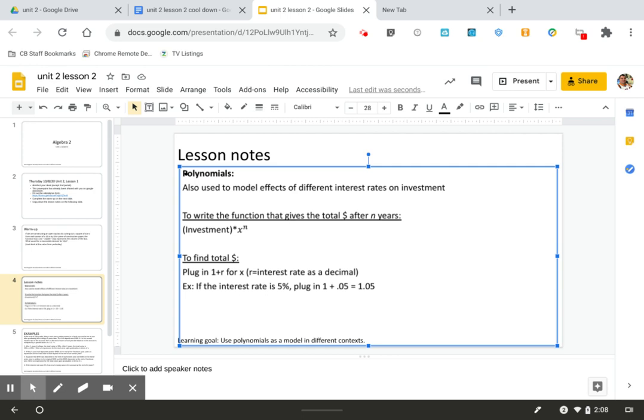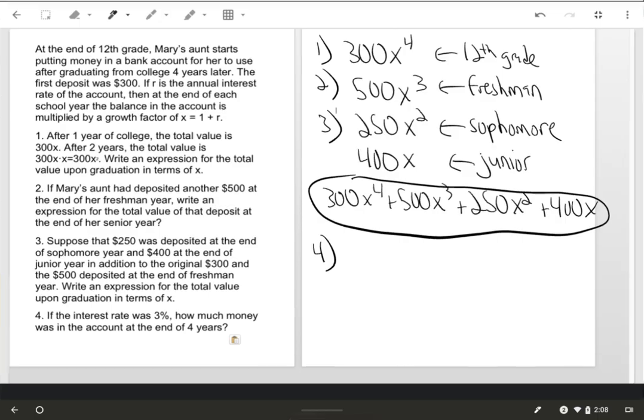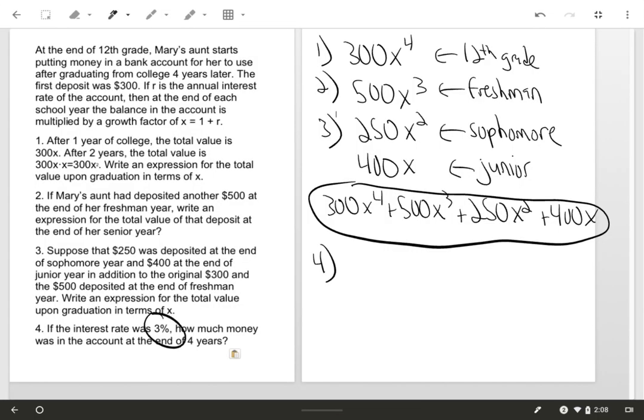Why? Where did I get 0.05 from? 0.05 is 5% as a decimal. So I would plug in 1.05 if my interest rate is 5%. Now, in the example here, my interest rate is 3%. So I'm going to plug in 1.03 for x. Okay, so that's going to look like this.